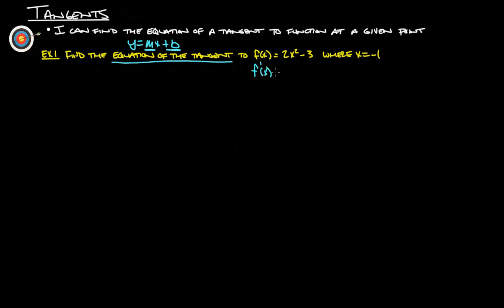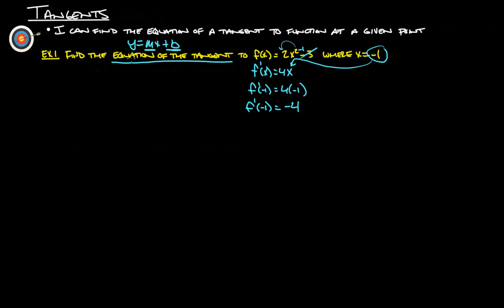So f prime of x is going to equal 2 times 2 is 4, subtract 1 from the exponent, and that's 4x to the first. And then the derivative of any constant is just 0. So here's our derivative function, and it says where x equals -1. So we're going to simply plug this -1 in for the x, and that will tell us the slope of the tangent line, right? So f prime of -1 is 4 times -1, so the slope at -1 is -4.